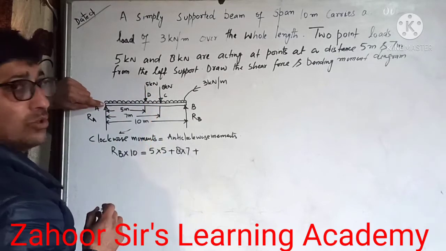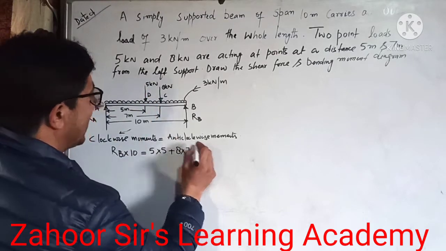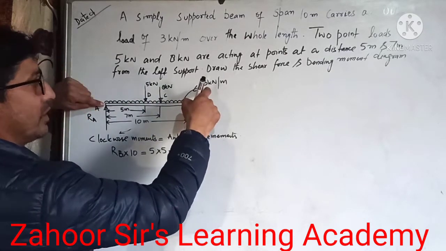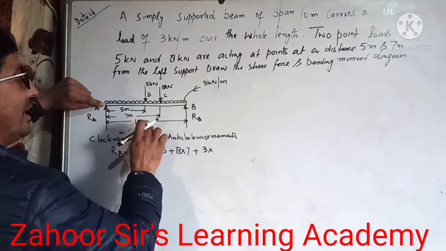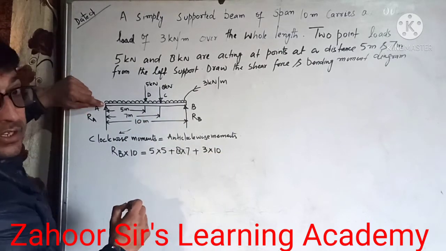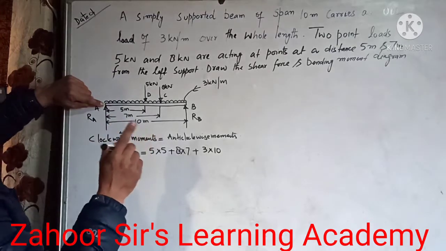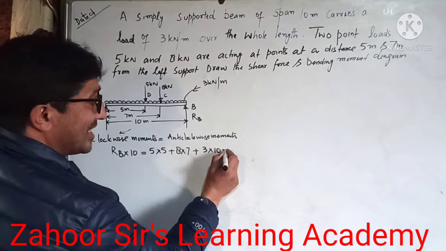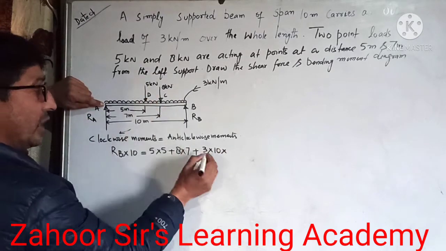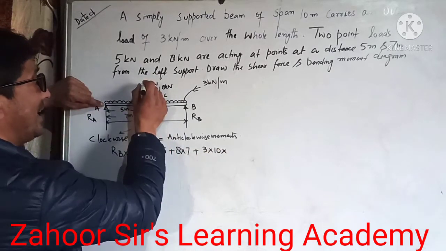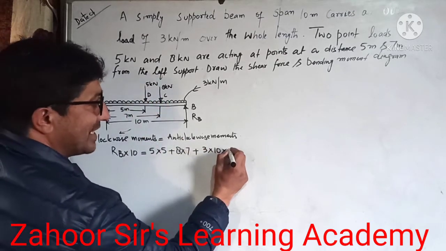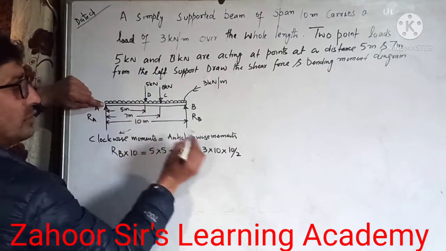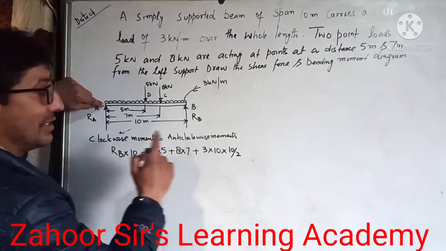For the UDL, we need to convert it into a load. The load on this beam is 3 kilonewton per meter, spread over the length of 10 meters. So we have converted this into a load and its distance, because we are assuming this UDL acts at the center, so its distance from the left end will be 10 by 2.